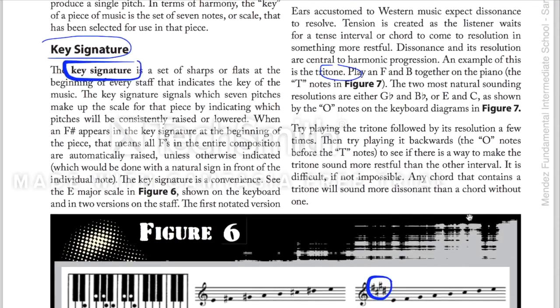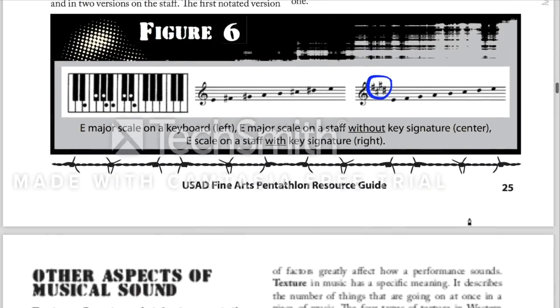Try playing the tritone followed by its resolution a few times, then try playing it backwards, the O notes before the T notes, to see if there is a way to make the tritone sound more restful than the other interval. It is difficult if not impossible. Any chord that contains a tritone will sound more dissonant than a chord without one.